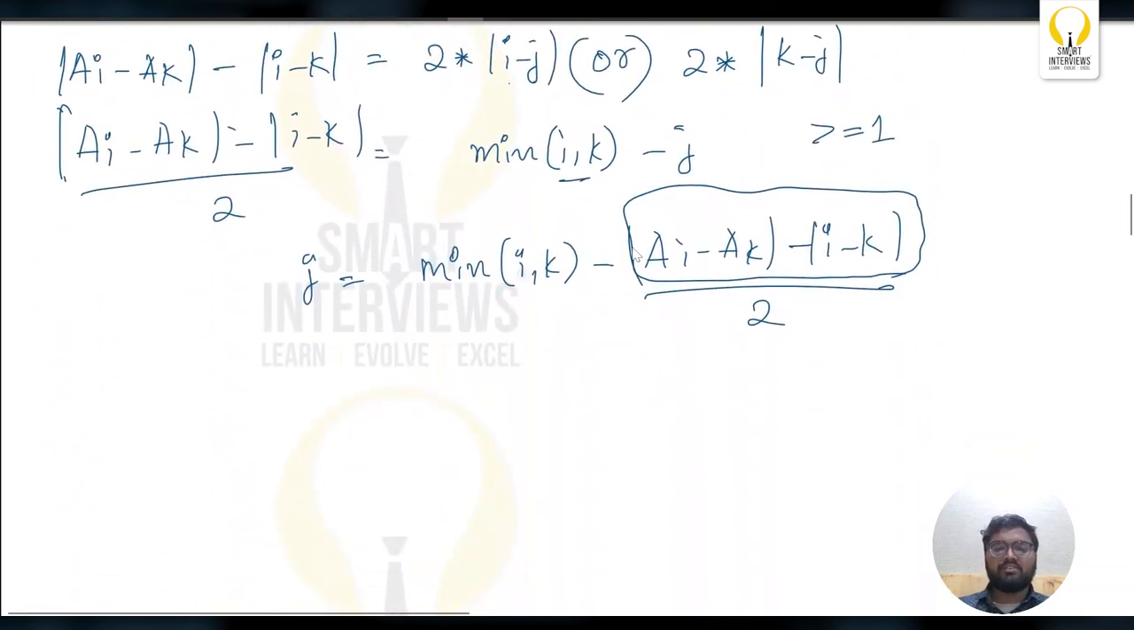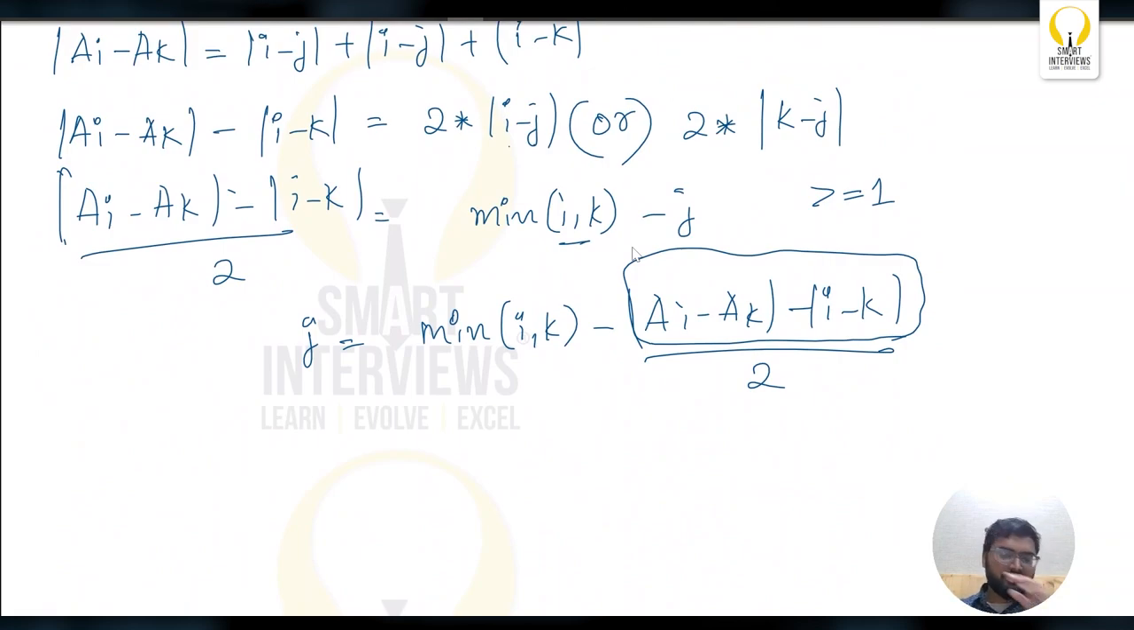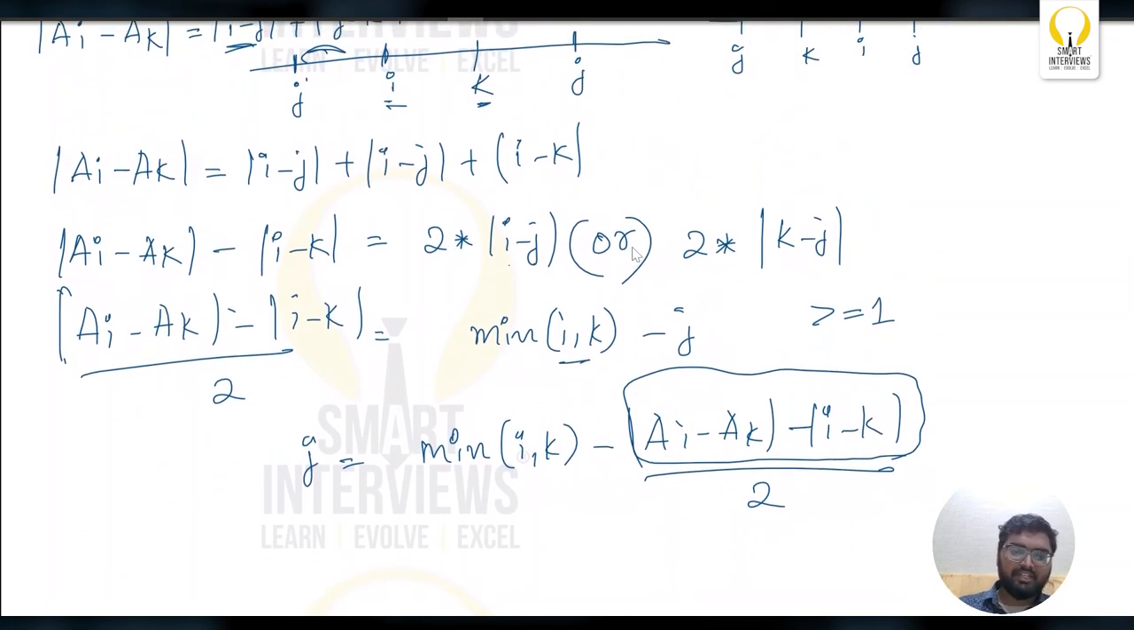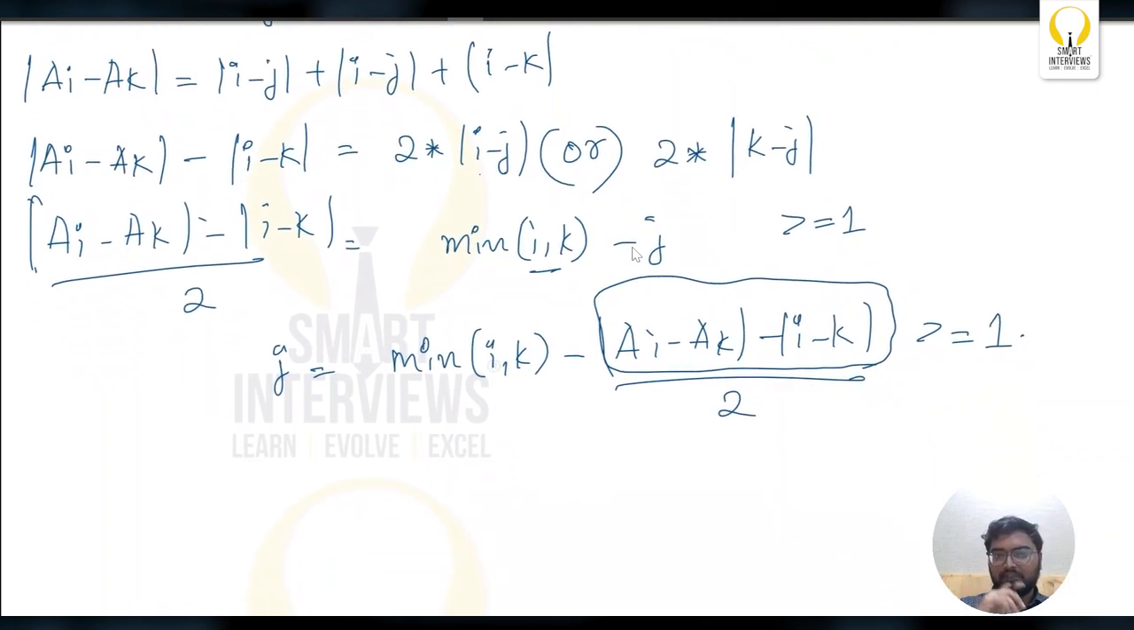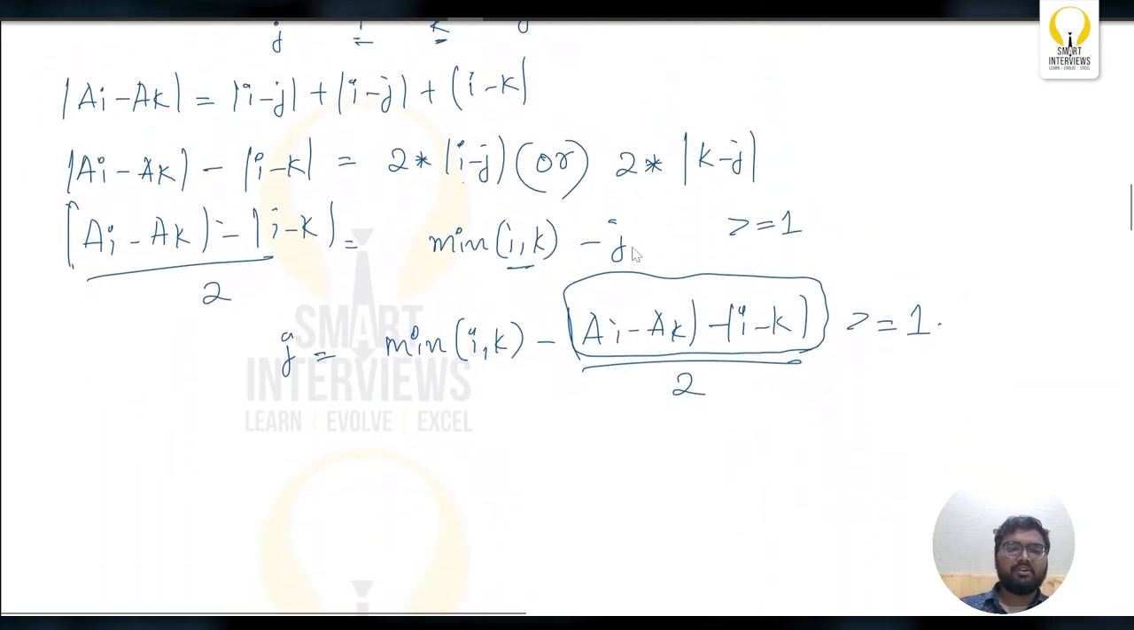Otherwise, if it is not 0, in that case you can get the value of j in this way. After getting the value of j, what is your next step? Your next step is you have to make sure it is greater than or equals to 1. What is your other case? So we'll move to the next case.